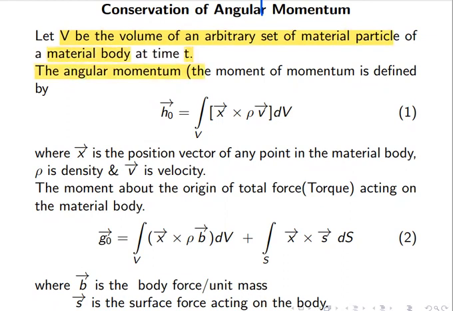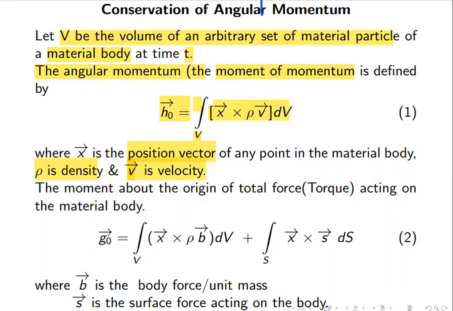The angular momentum is also called the moment of momentum. It is defined as, let us take it as h naught, equal to the volume integral of x cross rho v dV, where x is the position vector of any point in the material body, rho is density, and v, the arrow above, is the velocity, and capital V is the volume.